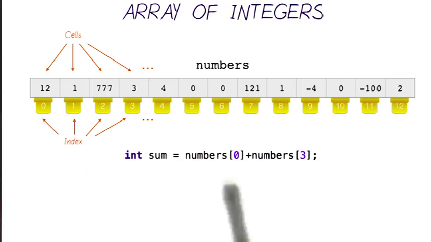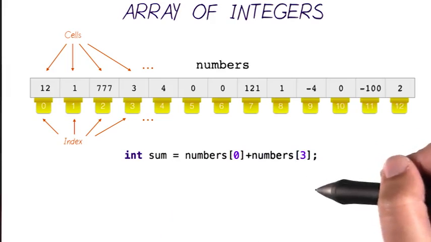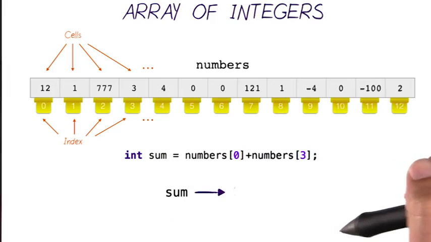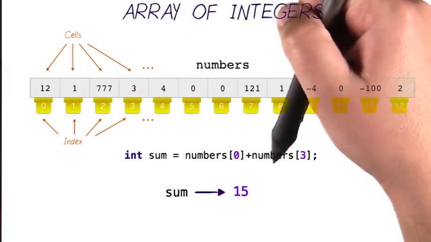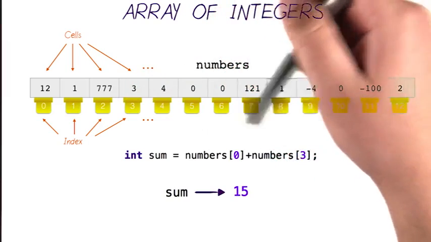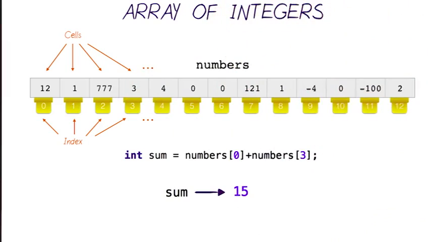And then this statement here is just considered as if it was a variable. So we could add them together, we could do anything we can with a normal variable. So this would update our variable sum to become 15, because it's adding 12, which is numbers of 0, to 3, which is numbers of 3, giving us 15.